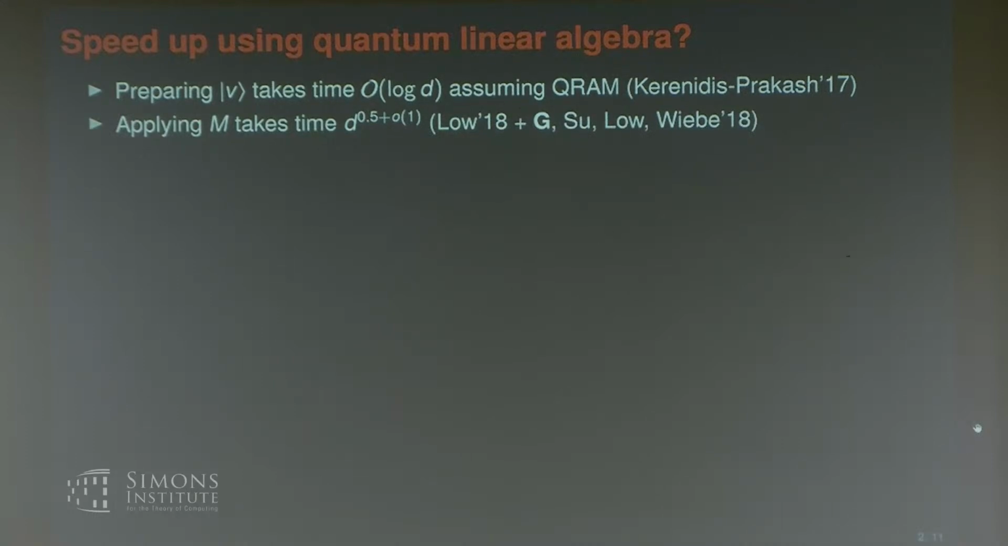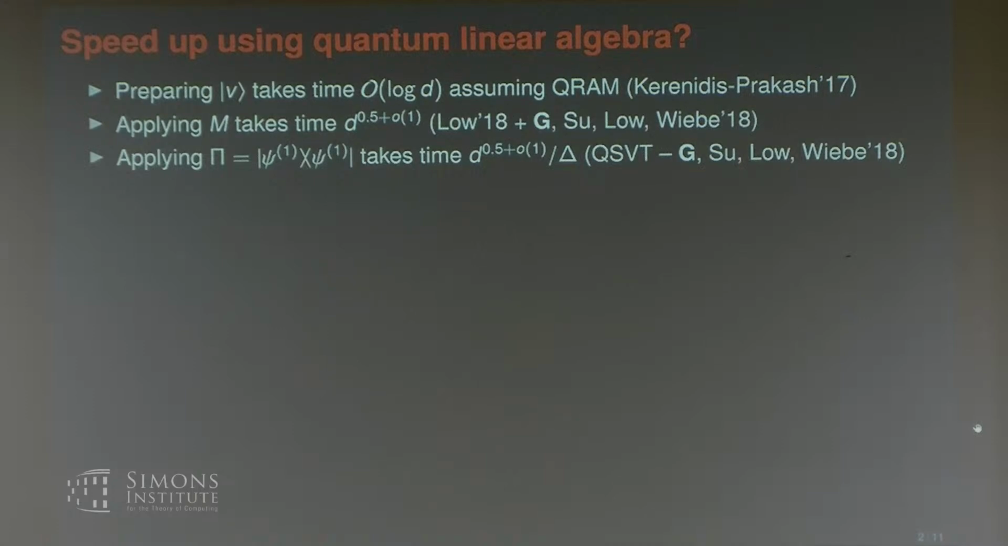There is a very intricate way to block encode a matrix M using only roughly square root D queries. This was work by Guanghao Low, and that was primarily focusing on Hamiltonian simulation, but we can convert it to block encoding with the QSVT, quantum singular value transformation framework. So it takes roughly square root D time to apply the matrix M.